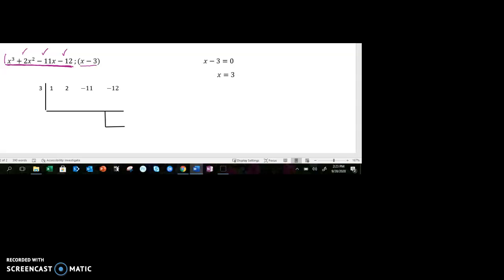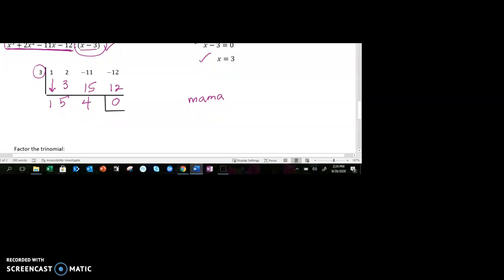What number do I put outside the box? That's where I set my factor equal to 0, and I solve for x. So I put 3 outside the box. All right, here we go. Bring down the 1. Now we multiply, add till we get to the end. Multiply, 3 times 1 is 3. Add, we get 5. 3 times 5 is 15. Add, and we get 4. 3 times 4 is 12. Add, and we get remainder 0. So again, that confirms that x minus 3 truly is one of the factors.